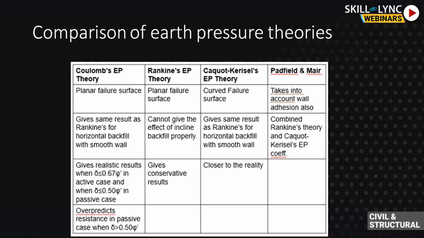Padfield and Mair is one of the more recent theories adopted in many software packages also. They take the adhesion factor of the wall into account. Rankine's theory and Coulomb's theory give results for a smooth backfill wall. Suppose the backfill is inclined, Rankine's theory cannot be used, so there are some limitations for Rankine's theory. These are the common theories used for the calculation of earth pressures.